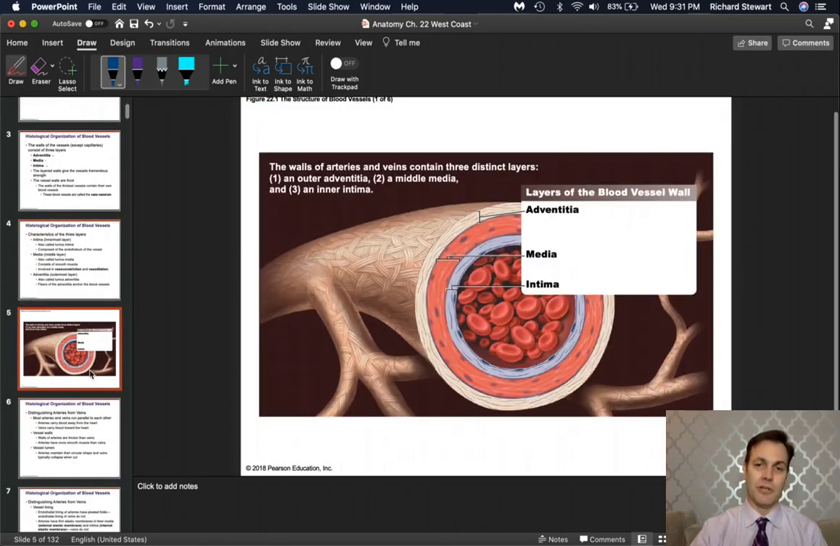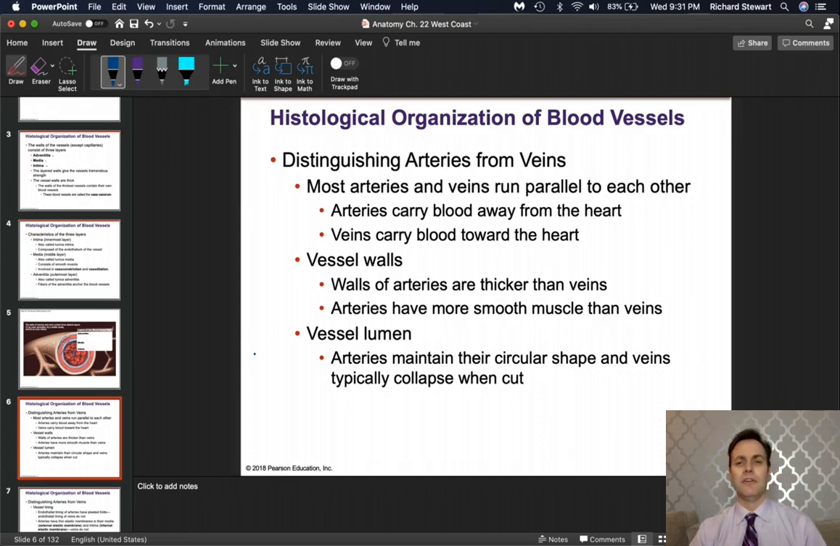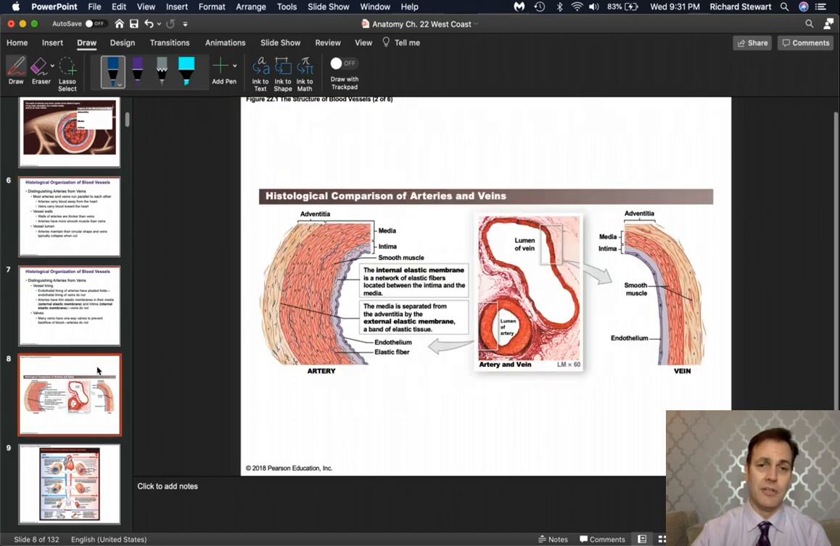And pictures always work better. So as we can see right here, the adventitia is the wrapping, the media is the muscle layer, and the intima is the innermost layer. The area in the middle where the blood flows through, that's referred to as the lumen. So you can see a lot of nice red blood cells in here. No white ones in this one. How to distinguish arteries from veins is really simple. Let's just jump right to the picture. That's the best way to do it.